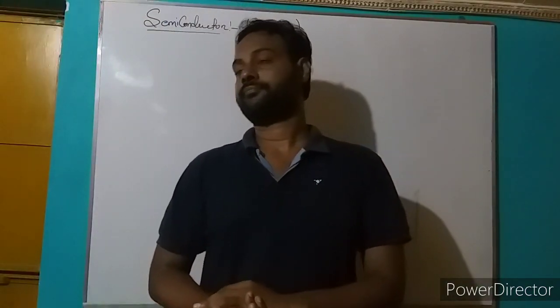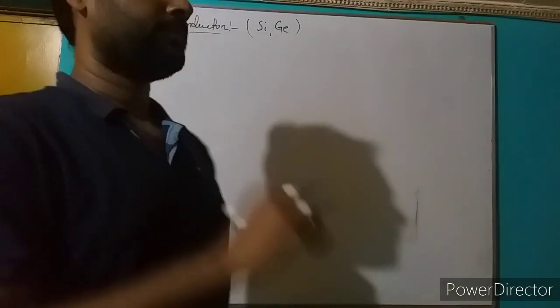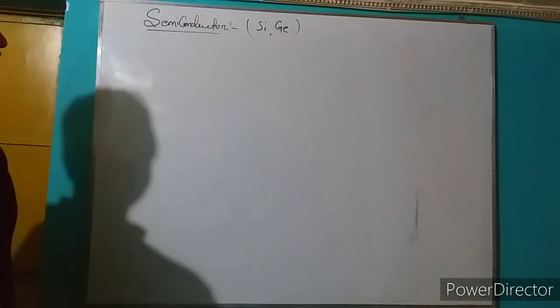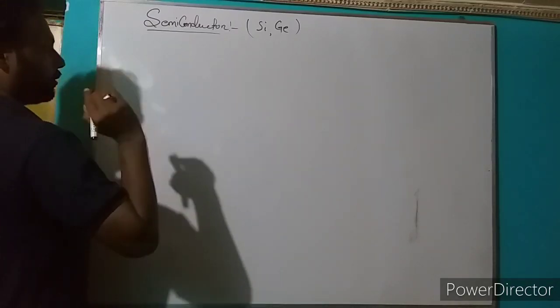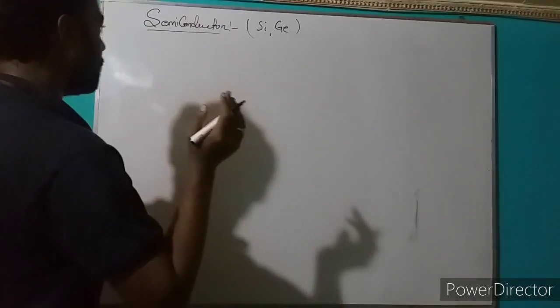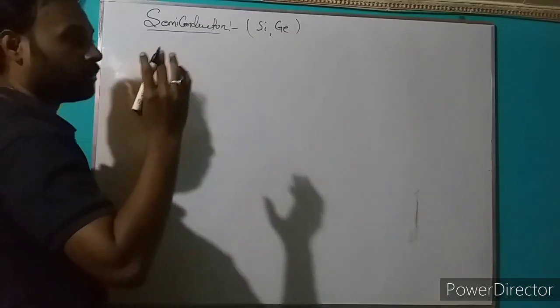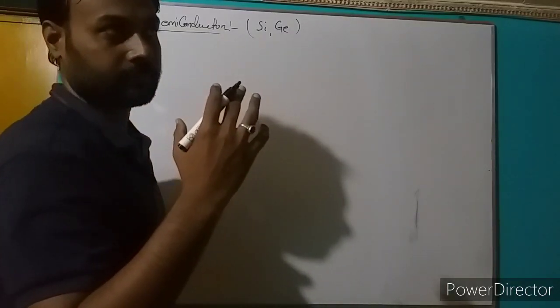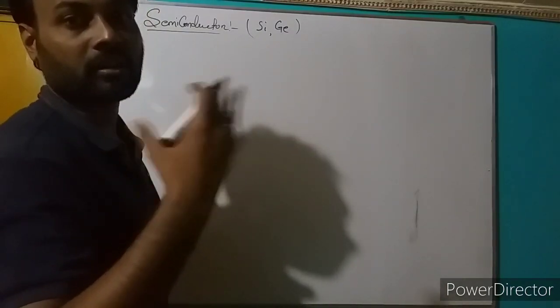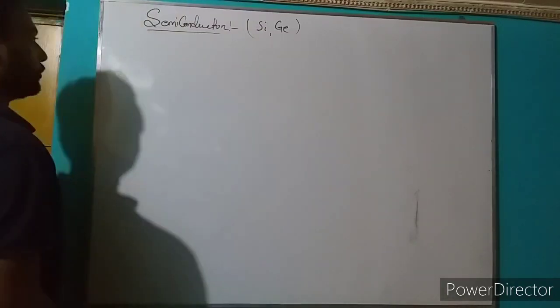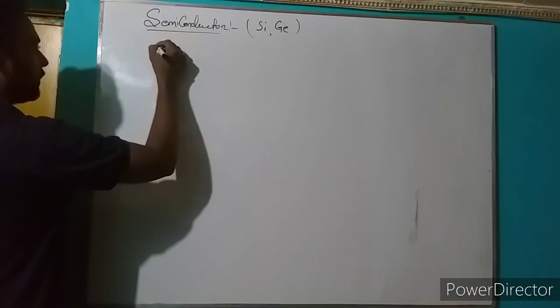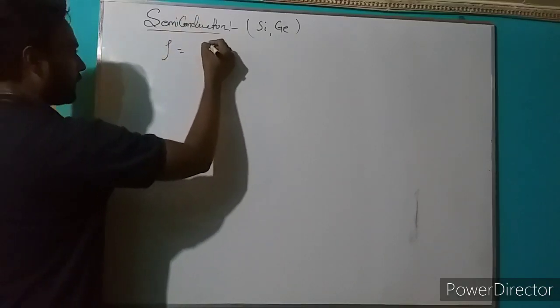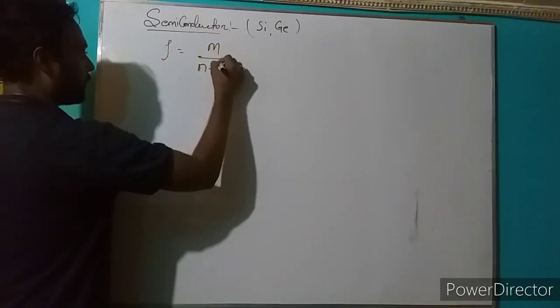Now, here in the semiconductor case, we know the electrons are moving partially, that's why they carry current partially. So here in that case we know the formula rho equals m by n e square tau.